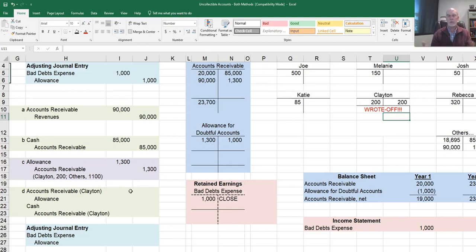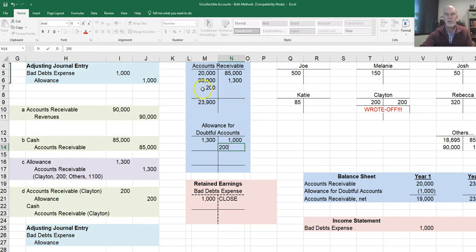Well, the first thing we want to do is reverse the write-off. That will reinstate his account as a good account. So to reverse it, we're just going to reverse what we did up here. So debit accounts receivable for the $200 and credit the allowance account. Now when we do that, the debit to accounts receivable goes up here and the credit to the allowance.